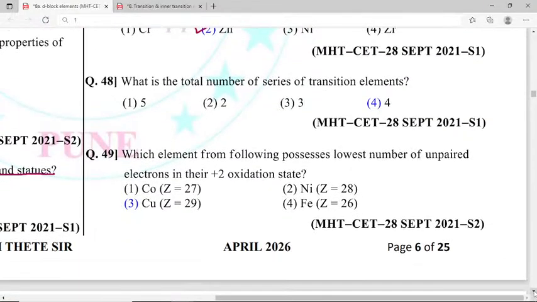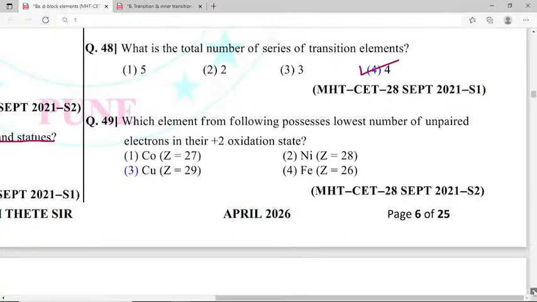What is the total number of series of transition element? There are 4 total series of transition element. Which element from following possesses lowest number of unpaired electron in +2 oxidation state? Copper. So copper possesses +2 oxidation state, the lowest number of unpaired electron.